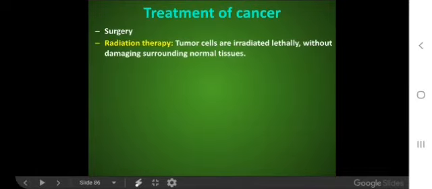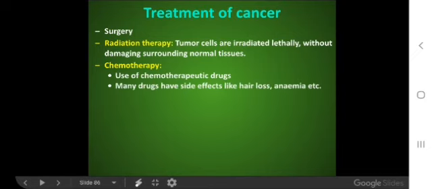The treatment of cancer. Number one, if the cancer is confined to a particular place and doesn't go everywhere in the body, surgery is the best option. The particular part of the body can be cut and operated out. Radiotherapy, in which radiations are used and tumor cells are irradiated lethally and become damaged or are completely killed by the radiations, without damaging the surrounding normal tissues.